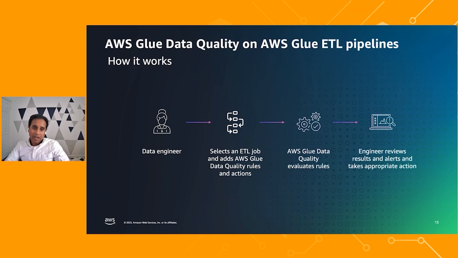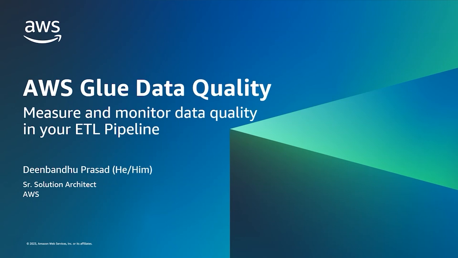Now, I'm going to invite Dean, who's my colleague, to show you how to apply data quality rules on ETL pipelines. In this video, you will learn how to set up data quality checks in your ETL pipeline to prevent bad data from entering your data repositories, ultimately leading to improved data for your business teams. My name is Dean. I'm a senior solution architect at AWS, and I'm going to demonstrate Glue data quality capabilities for ETL pipeline.